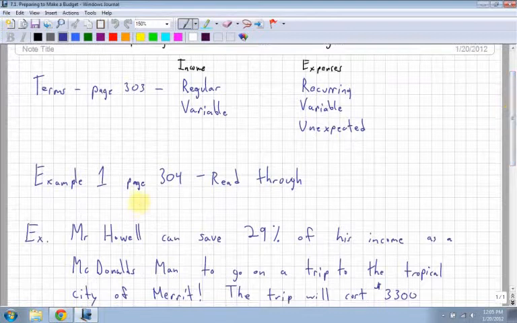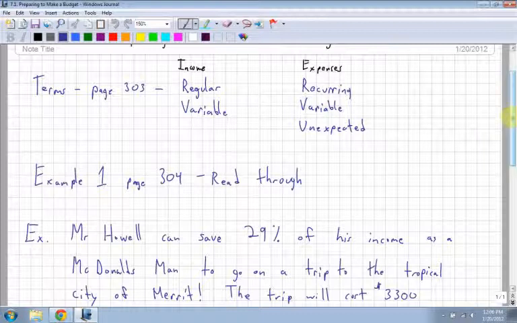Example 1 on page 304 is an excellent example to read through. It has a whole bunch of stuff outlined there, with income and expenses kind of mixed together, and you have to organize them. I could go through it on here, but it's basically just taking the information, putting it in income and expenses, and organizing it. That's pretty much what you have to do for the rest of this chapter too.